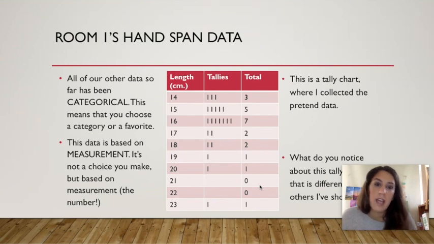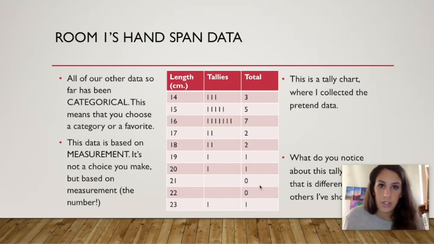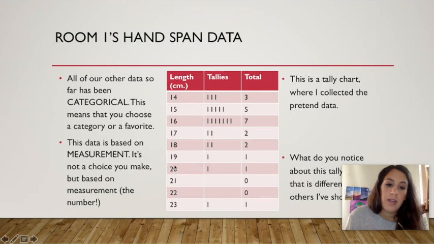If it was like, do you like dogs, cats, or fish the best? And nobody picked fish, I could just not put fish on the graph and it wouldn't matter. But in measurement data, it matters and we can't have any gaps. So even though we have one here at 20 and here at 23 and none at 21 and 22, we still have to mark 21 and 22 on our graph. And I'm gonna show you what that looks like too.